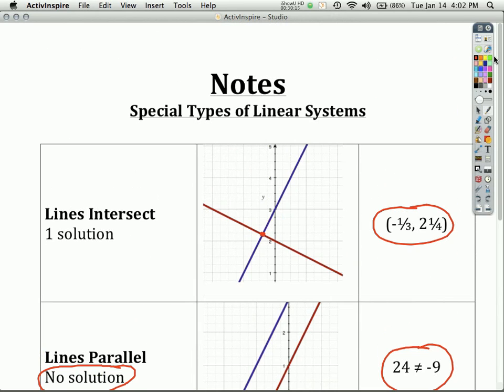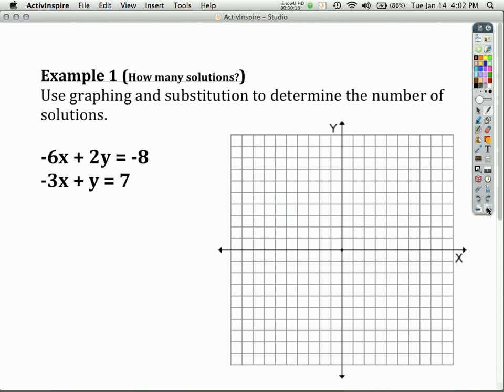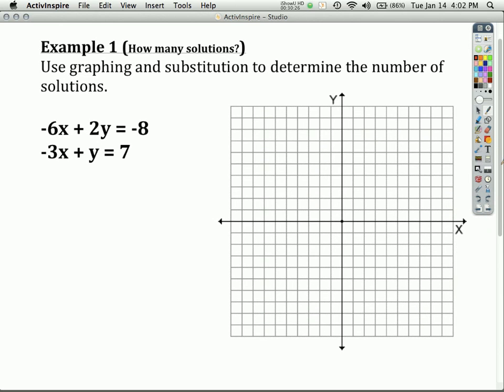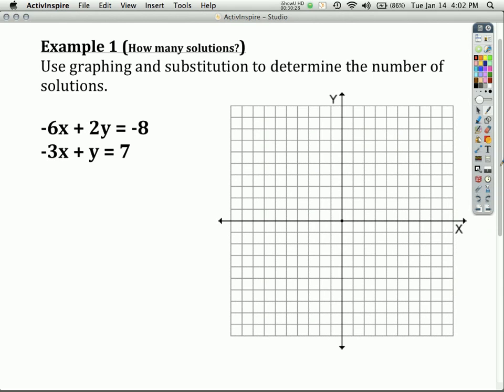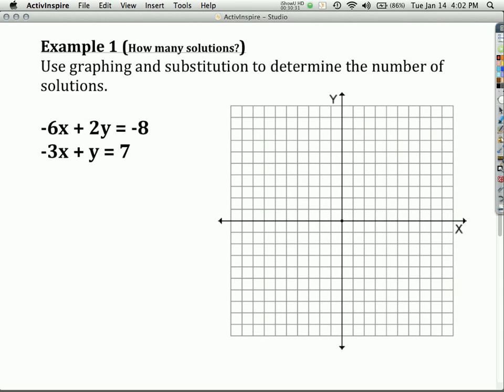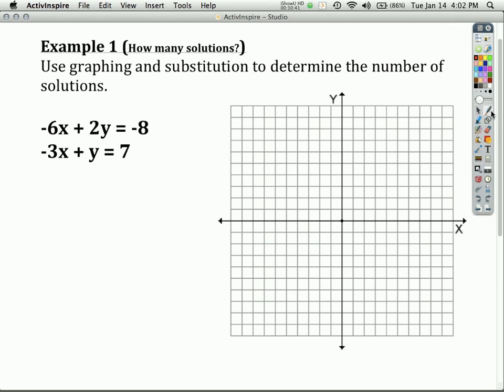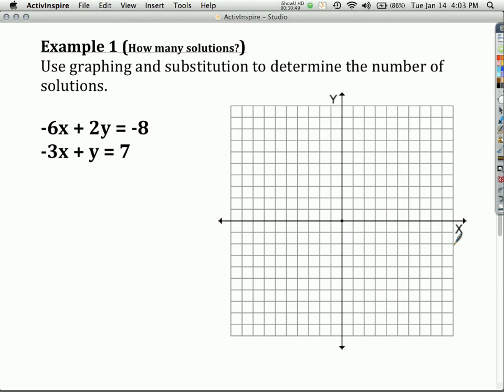So we're going to explore this idea by looking at a system two different ways. In example 1, we are going to solve this system by graphing, and then we're going to solve it by doing substitution. We want to see what happens both ways. So let's first start out with graph and check. That's the first method we're going to use.